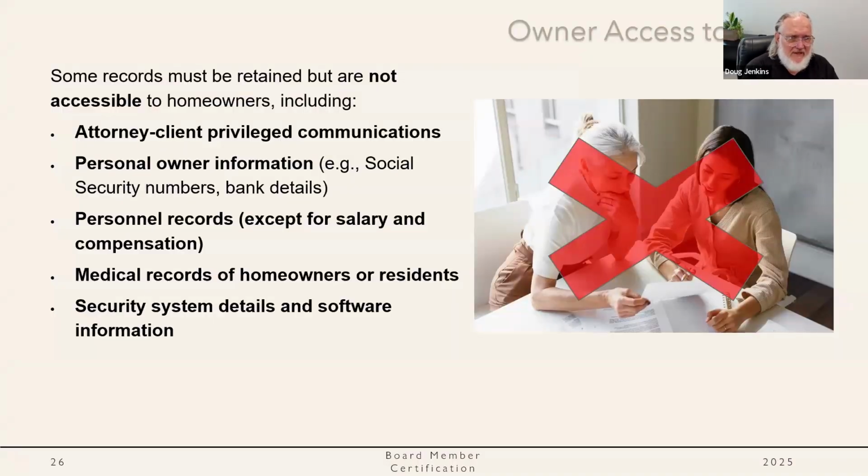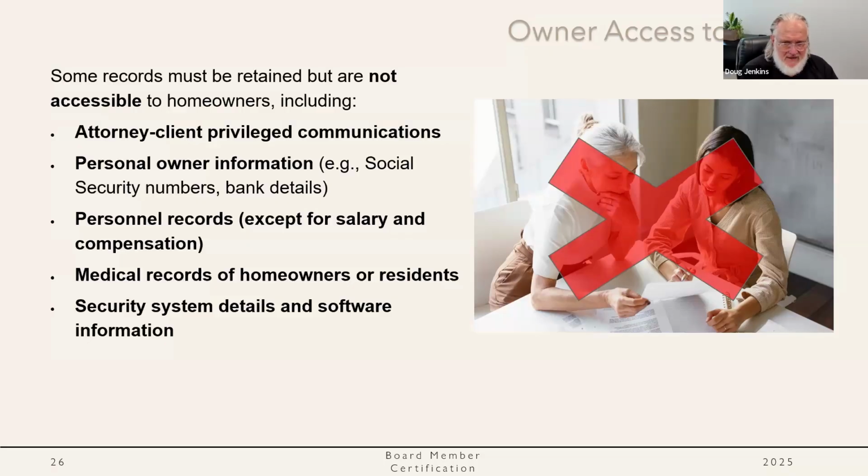Some things that aren't available for owner inspection include attorney-client privilege communication. So anything that you've discussed with the attorney in private, that's privileged communication, is not accessible as part of a records request. Personal owner information, there may be details like bank accounts or social security numbers that you obtained because you screen new owners or renters, and while it's a good idea to redact those things or destroy those things, they may be in your possession. They are not available to owners on a records request.